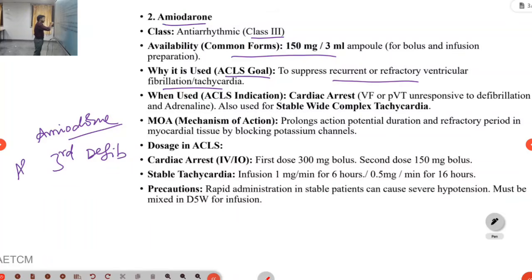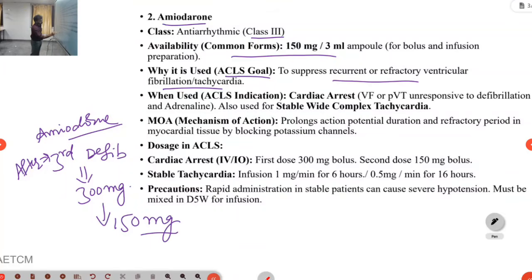So after the third defibrillation we need to give this drug called amiodarone, and the dosage of amiodarone is 300 mg. For the next dose we might give 150 mg. So this is the dosage of amiodarone. We have discussed mainly why we are using it: to suppress recurrent or refractory ventricular fibrillation or tachycardia.